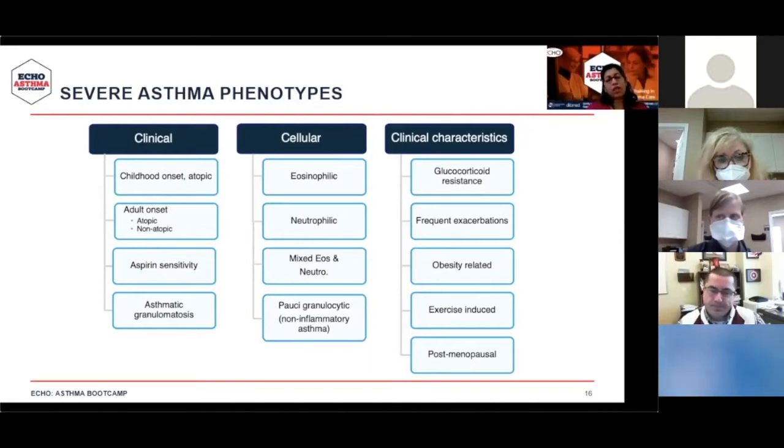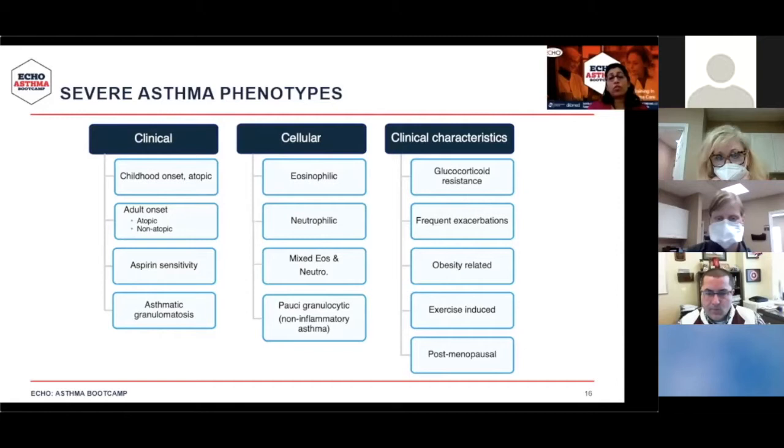Then based on the cellular inflammation, phenotypes can be divided into eosinophilic inflammation, neutrophilic, a combination or mixed, and then those with non-inflammatory asthma or quasi-granulocytic asthma. Then based on the clinical characteristics, these are not necessarily typical phenotypes, but these are patients that we've all sort of met in our practice at some point. There are patients who need tons of steroids and demonstrate some sort of glucocorticoid resistance.